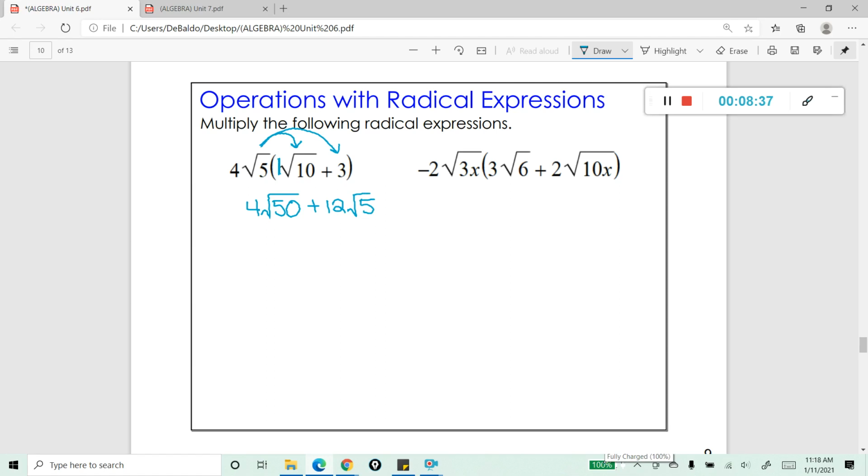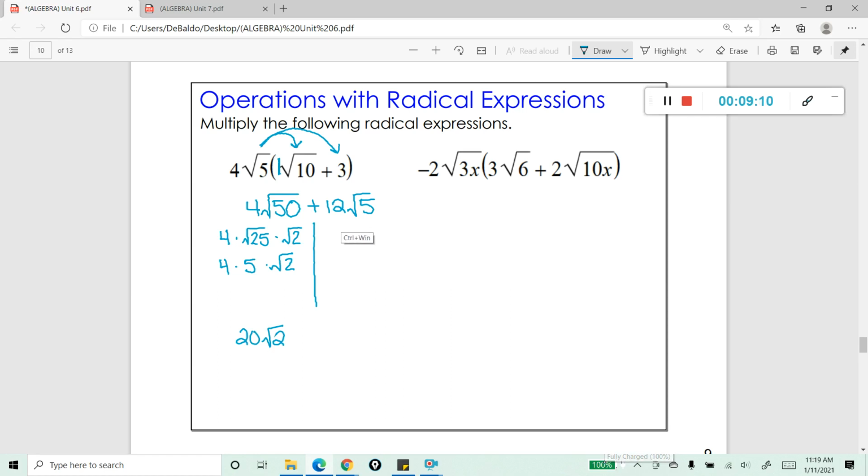Once you've done the multiplication, now we're just going to use that skill that we just did in the last 2 problems. I'm going to split up my problem into 2 separate little problems here. And let's simplify. 4 times, I'm going to break this into 25 and 2. So root 25 times root 2. Keep simplifying everything. And that's going to simplify down to 20 root 2.